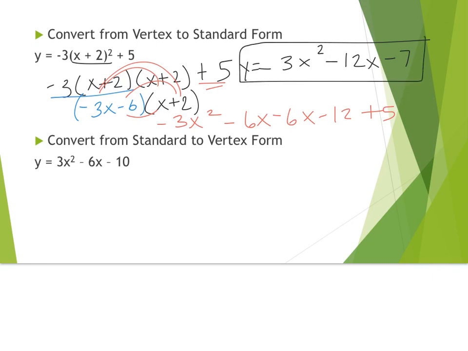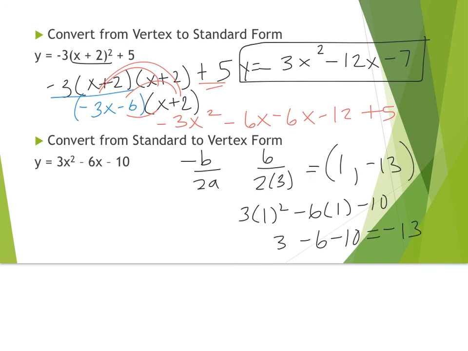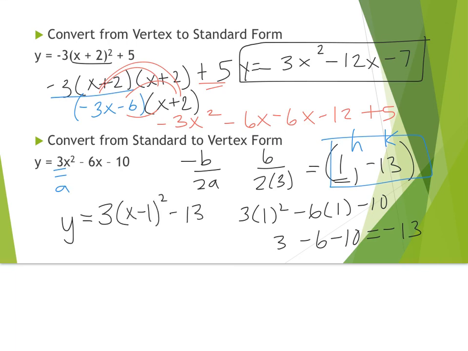To write from standard to vertex form, you need to find the vertex. So I'm going to find the vertex. So I found the vertex, 1, negative 13. So this is my h, this is my k, and I already have my a right here. My a is the coefficient of x squared. So I write y equals a, which is 3, times x minus h, so it's x minus 1 squared, don't forget the squared, and then minus 13 because that's my k.